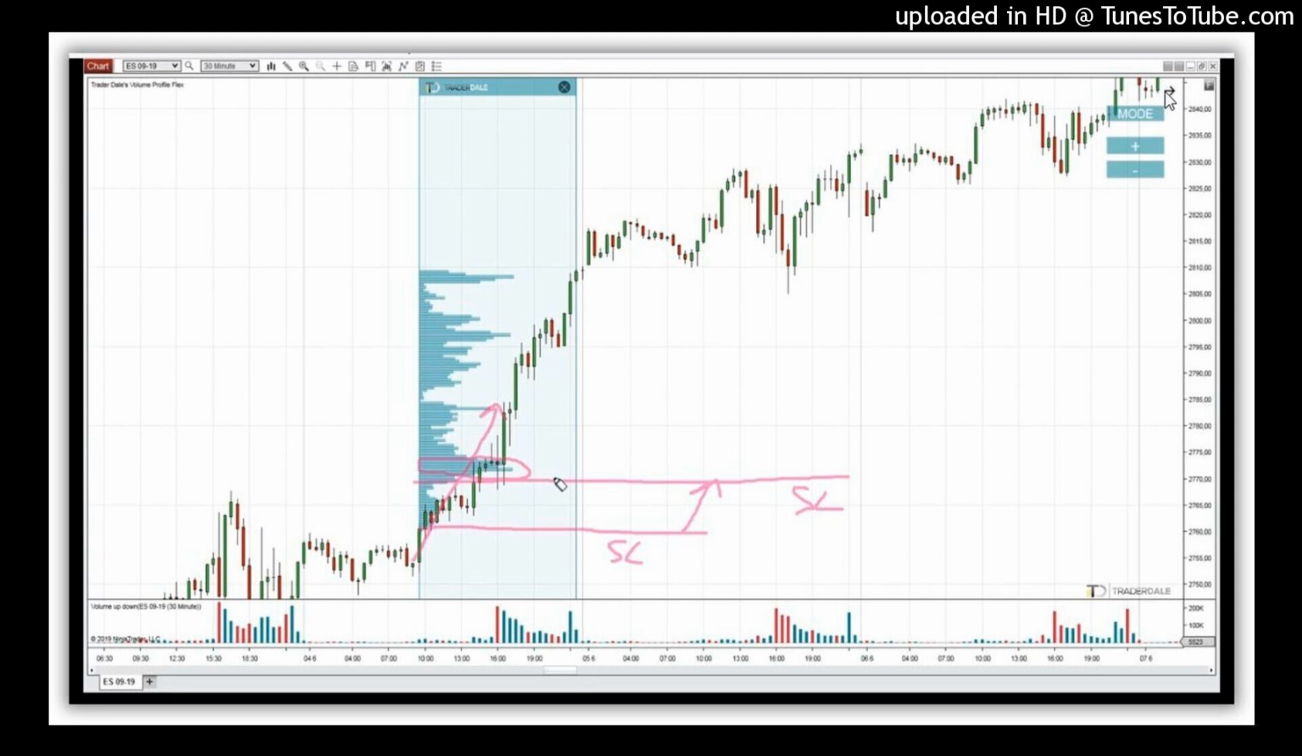So let me show you some more examples. Let's have a look, for example, at this trend. Let's use the profile like this. So if you use the trend setup and have a long entry level in here, then your stop loss would be below this volume cluster. It could be either in here or in here, at the place where the volumes are low.